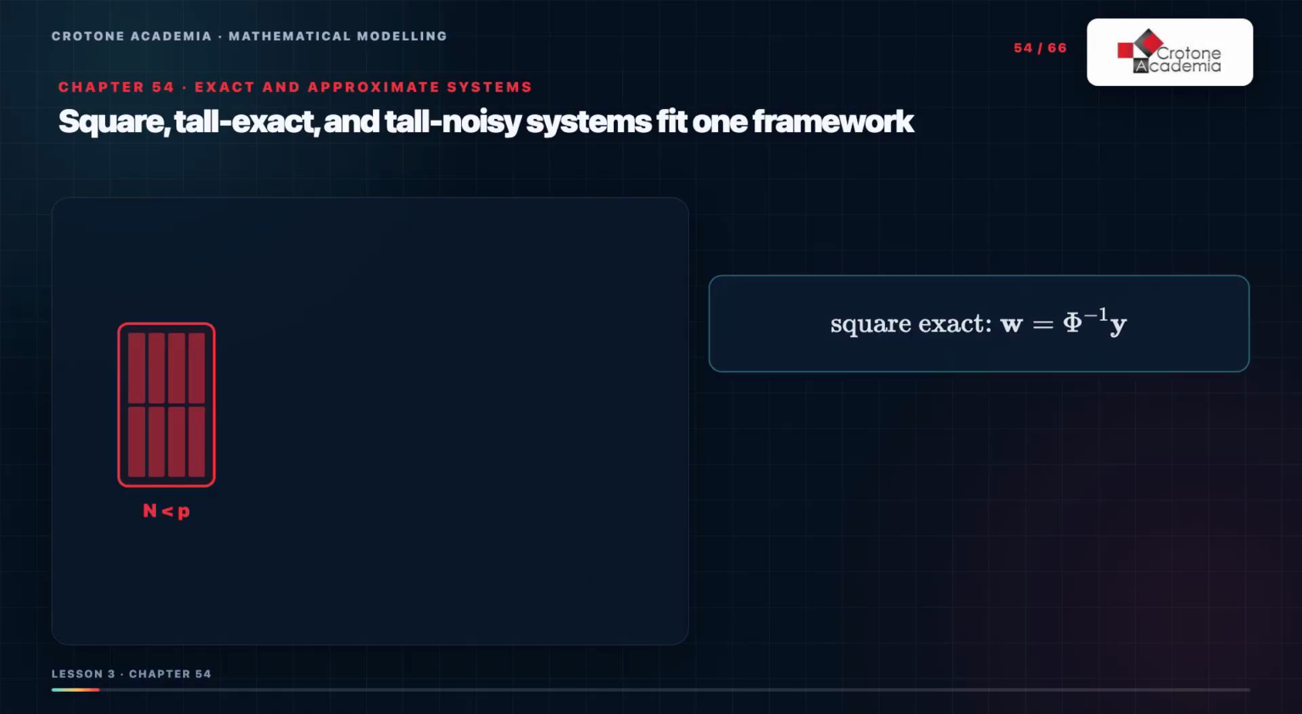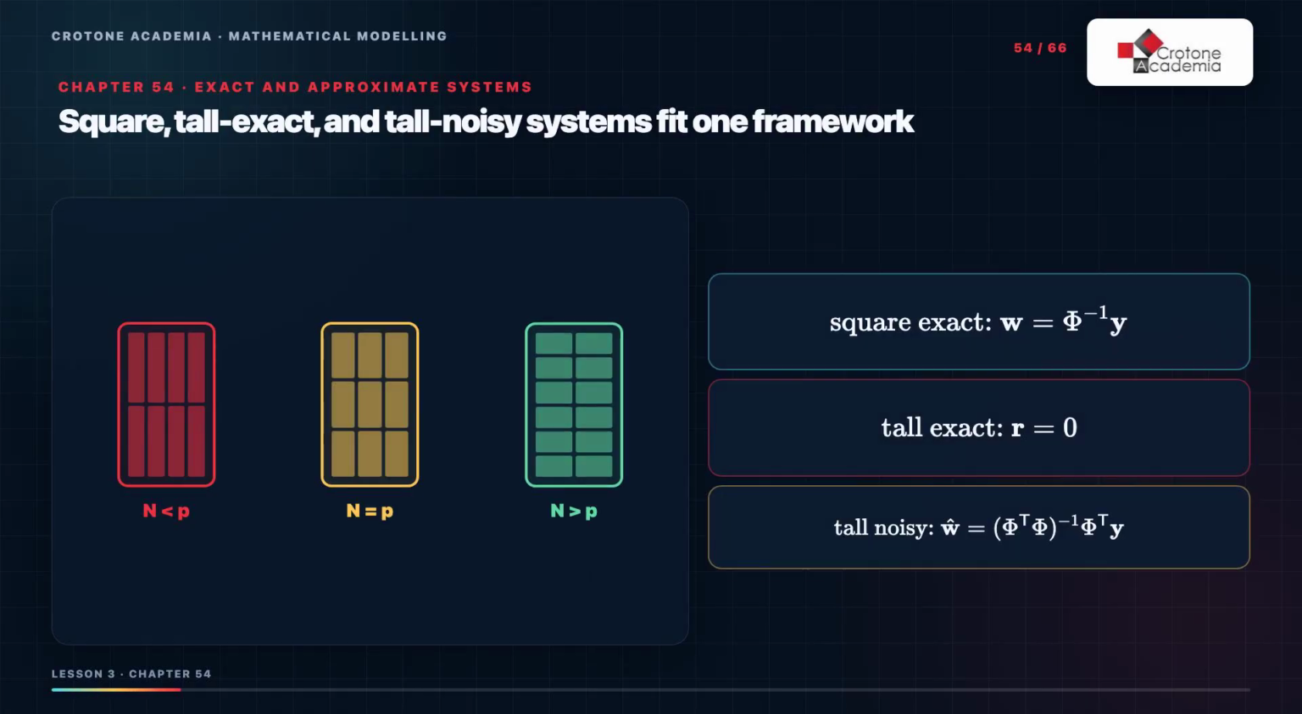Compare 3 cases. In a square, full-rank exact system, ordinary inversion gives w. In a tall exact system, no ordinary phi inverse exists, but y still lies in col phi, and the least squares residual is 0. In a tall noisy system, y lies outside the column space, and least squares returns the closest reachable prediction. The normal equations cover both tall cases. The residual tells us whether the fit happened to be exact.